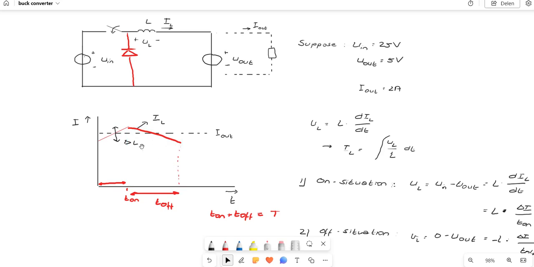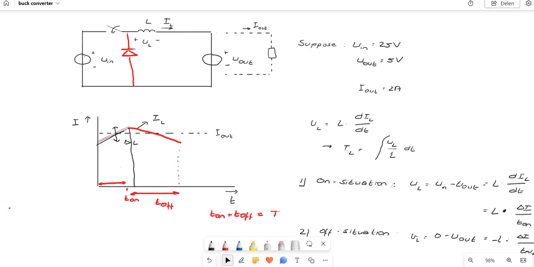So the current through the MOSFET is equal to the current IL only during the on time. When I put the current through the MOSFET in the same picture, it's the same current as flowing through the inductor, but at this point it's going to 0. So this is the current flowing through that MOSFET.